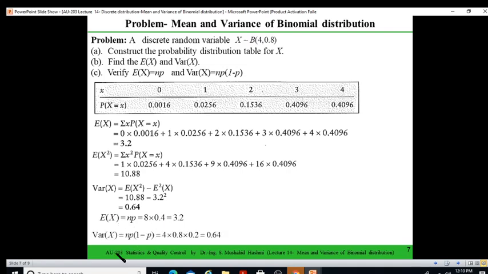Similarly, the variance of x would be n is 4, p is 0.8, and 1 minus 0.8 is 0.2, then the variance comes out to be 0.64. So this is how we can easily use the formula we have derived for the expected value when your random variable is a binomial random variable. Just multiply n with p to get the expected value, and just multiply np into 1 minus p to get the variance of that random variable. So you learn either way of doing it.